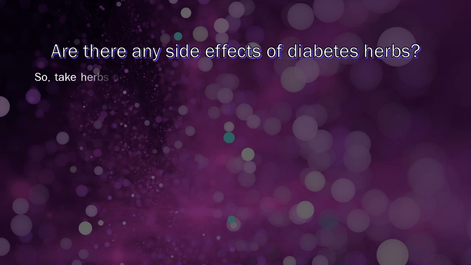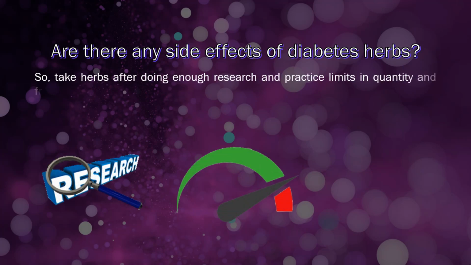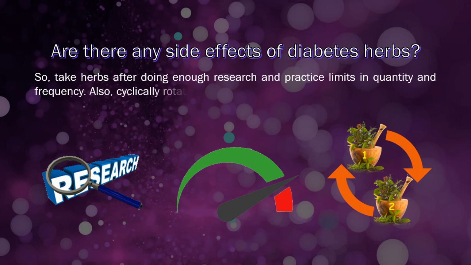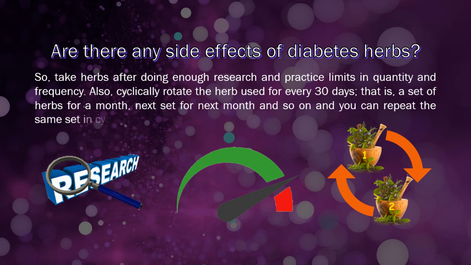So take herbs after doing enough research and practice limits in quantity and frequency. Also cyclically rotate the herbs used every 30 days. That is, a set of herbs for a month, the next set for the next month, and so on, and you can repeat the same set in a cyclic manner.